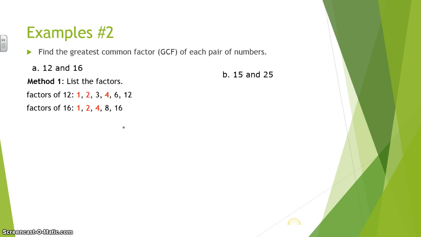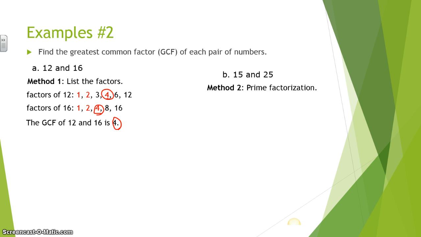Now we have to look at what numbers are in both the factors of 12 and 16. Notice the red values, 1, 2, and 4, are in each of these. So the greatest common factor of 12 and 16 is going to be 4, because that is the greatest value shared by both 12 and 16.